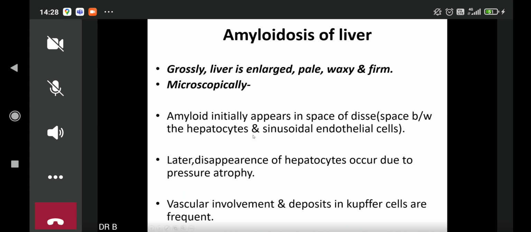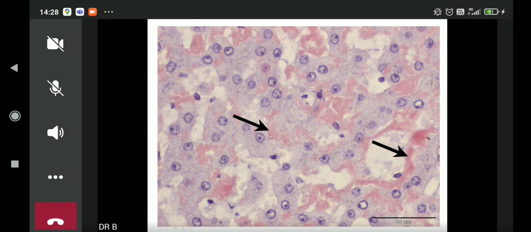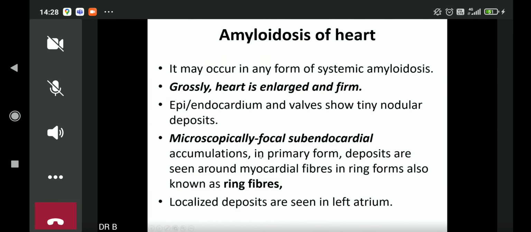Okay, quickly I'll go through the liver because your tute is going to start, I think. So in liver, again, there's a pale, waxy and firm appearance. The amyloid deposits in the space of Disse, which is between the hepatocytes and endothelial cells. Vascular involvement can occur. So you see these are the hepatocytes, and this is the pink material which is depositing between endothelial cells and the hepatocytes. In the heart, it can deposit in subendocardial areas, and the heart becomes grossly enlarged and firm.